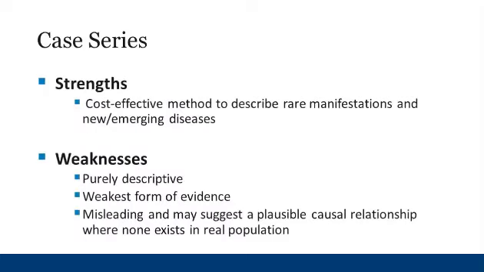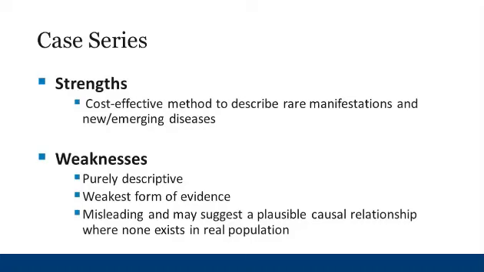So one of the strengths, like I said, is that it's a cost-effective and quick method to describe rare manifestations and new emerging diseases, but you do have to keep in mind this is one of the weakest study designs. It is purely descriptive. By default, it does not have a comparison group. And it's also the weakest form of evidence.